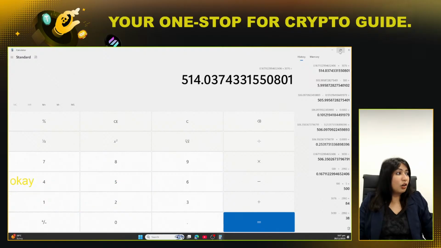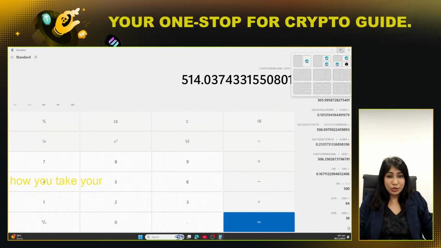I think so far how you take your leverage position is clear, right?